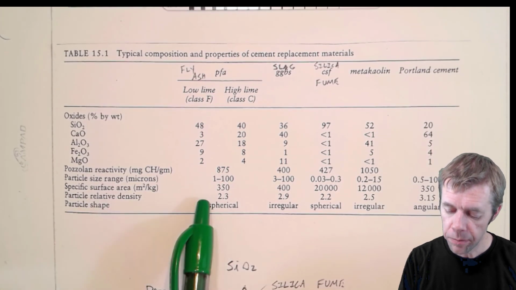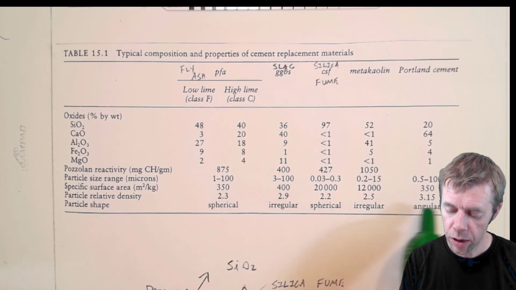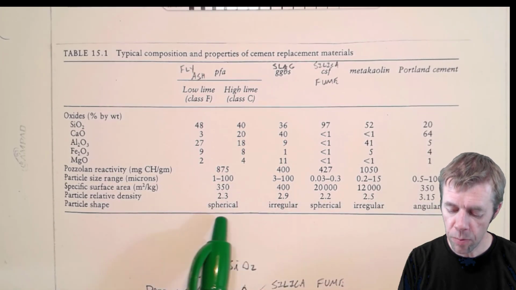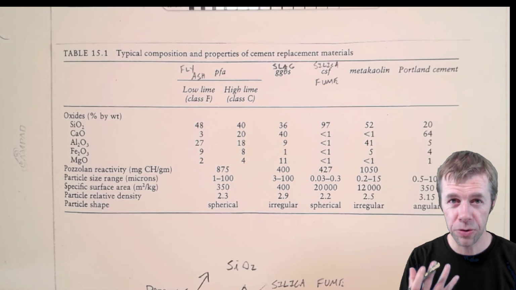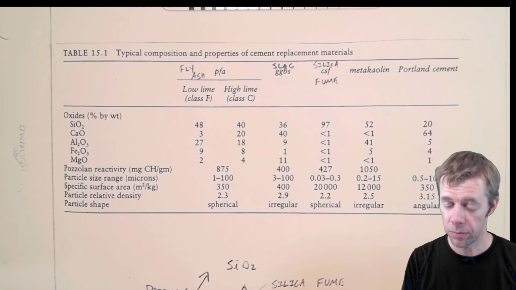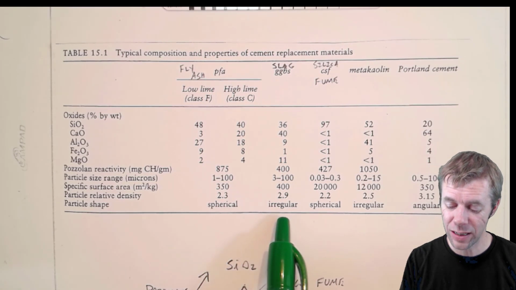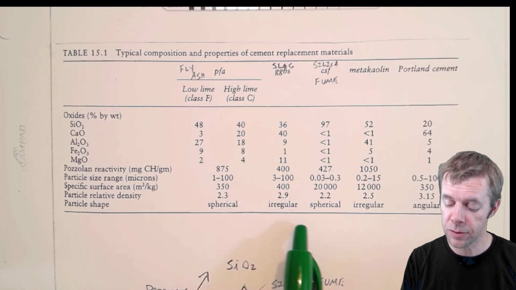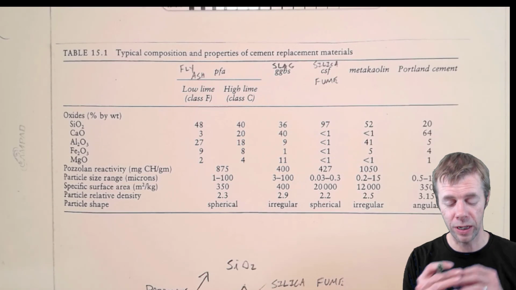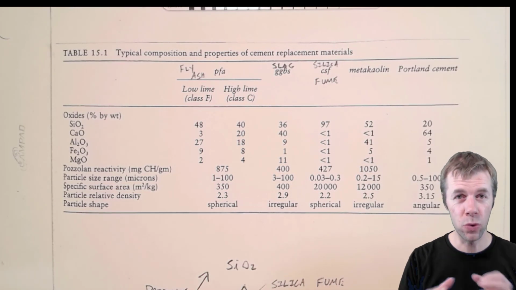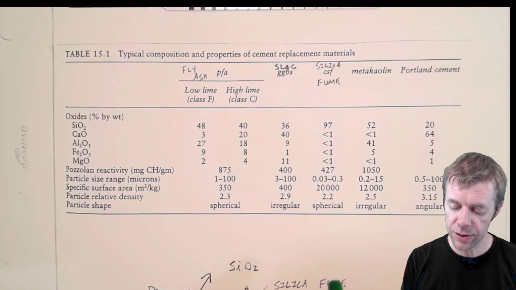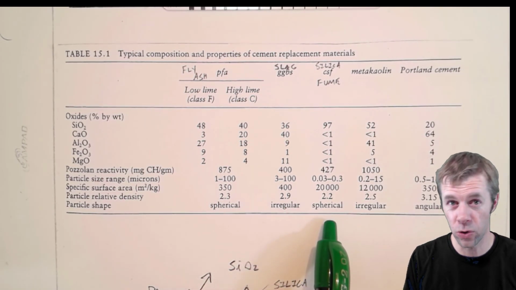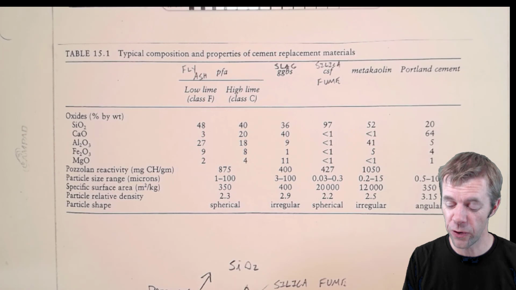Here's the surface area. Again, these are similar to Portland cement, but remember, because fly ash is spherical, it helps concrete flow better. Slag particles, it says, are irregular, but that's better than angular. Angular is like ellipsoid, and it doesn't do as good a job flowing and moving. And silica fume particles are spherical. I showed you an image of them before, but they're so small.